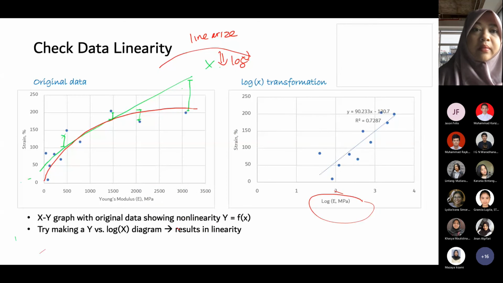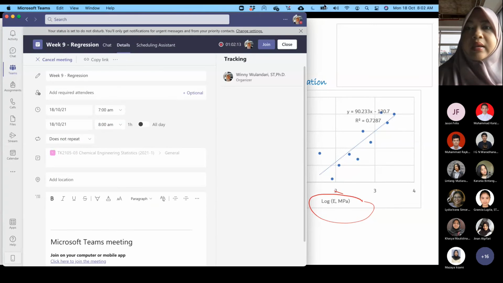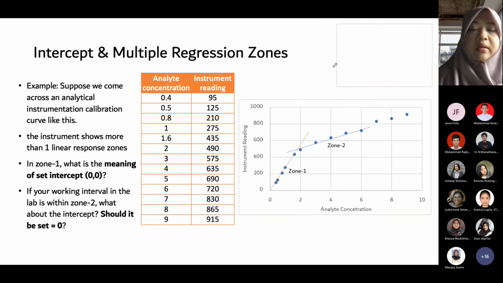Okay, so this is also something that happens. There would be an intercept and multiple regression zones. Sometimes that might happen, so we can check the data: if around here is linear and the second zone is linear, then this can also be linear.